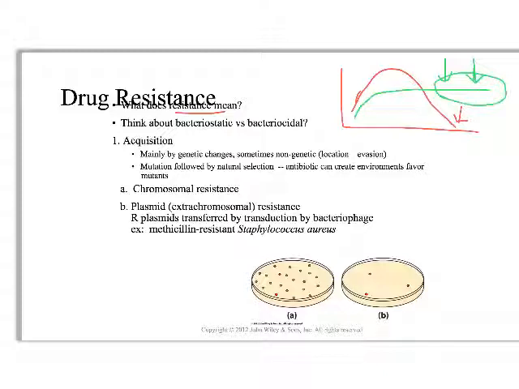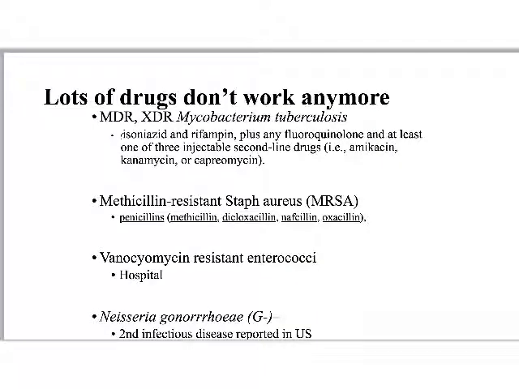So the acquisition, how it happens, is mainly by genetic changes. Sometimes it's not genetic. It can be just mutations and natural selection. If the antibiotics are there, the environment favors the mutants, or the ones that have been changed. Sometimes there's chromosomal resistance, and sometimes it's with the plasmid, or extrachromosomal resistance. MRSA, methicillin-resistant Staph aureus, is an example of plasmid-based resistance.